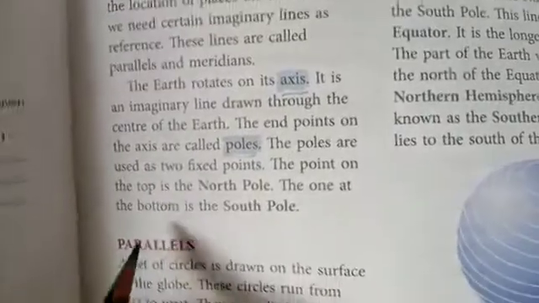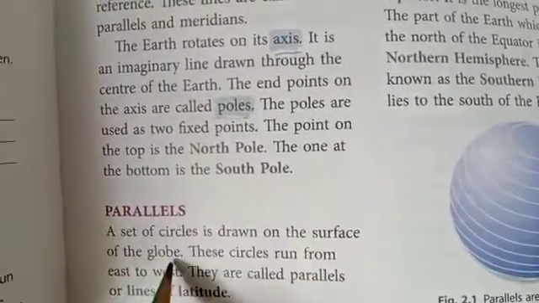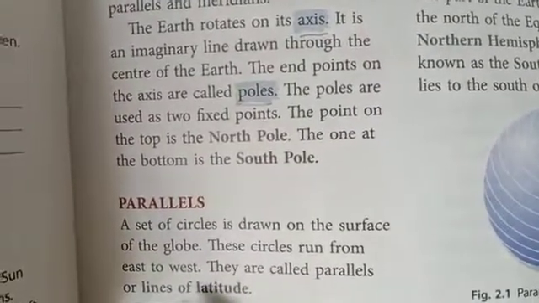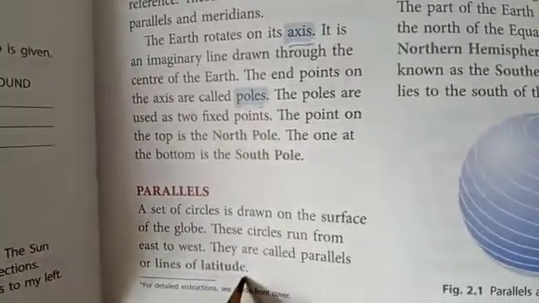Here, parallels. A set of circles is drawn on the surface of the globe. These circles run from east to west. They are called parallels or lines of latitudes. Underline, lines of latitudes are called parallels.